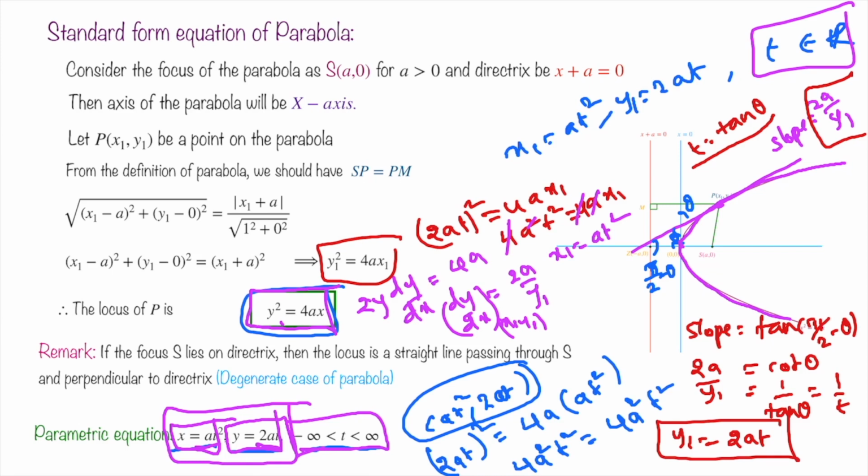Here, a few more things we want to observe. This curve is symmetric about the x-axis. And the vertex is going to be (0, 0), right? The intersection of the axis and the parabola y square equal to 4ax is going to be (0, 0), and the tangent at the vertex is this one, the y-axis.